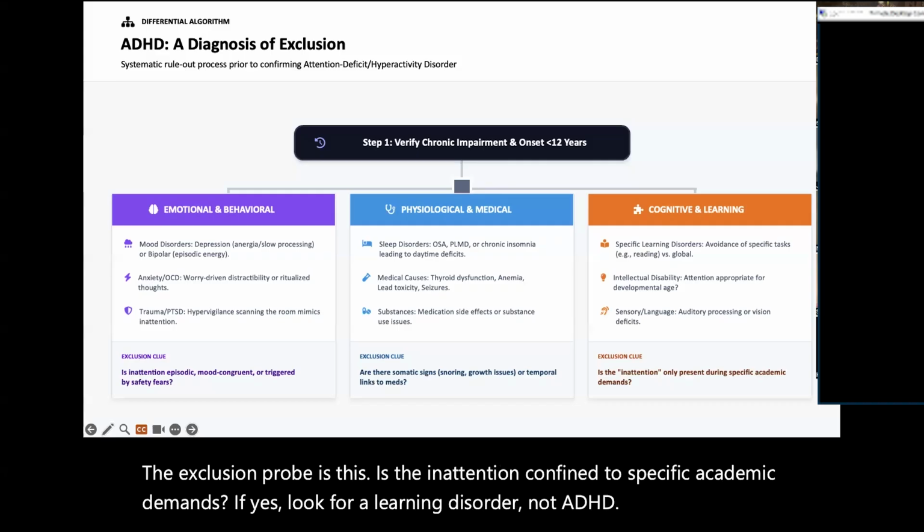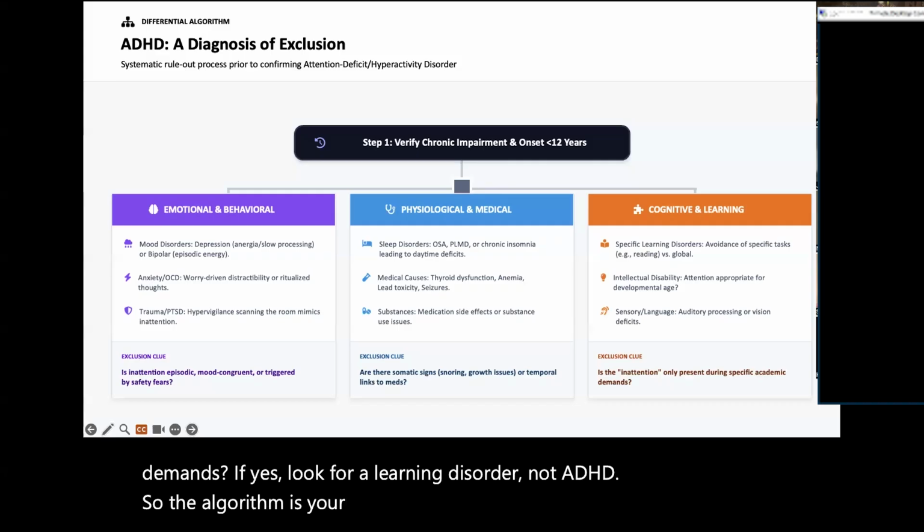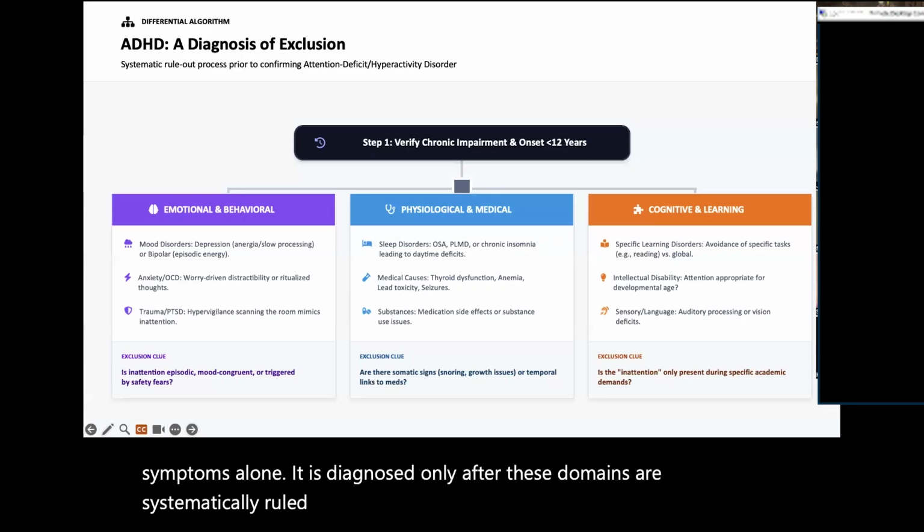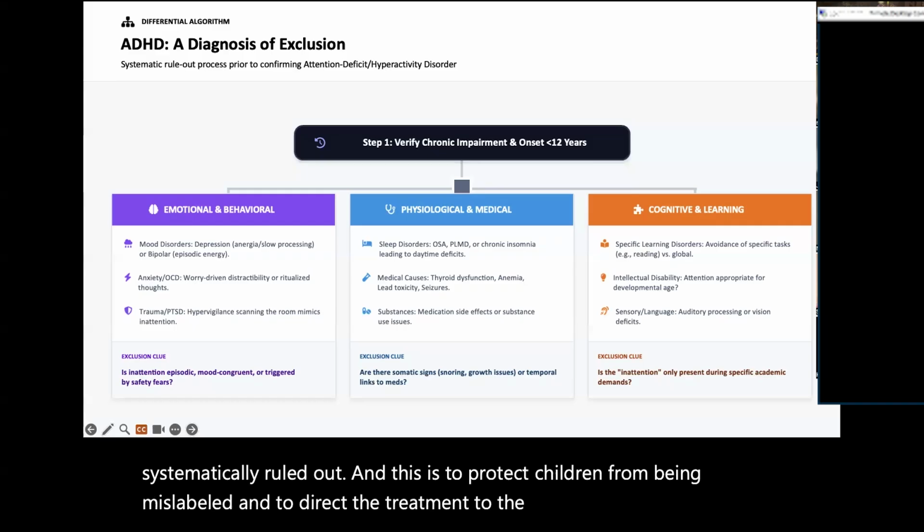So the algorithm is your guardrail. ADHD is never diagnosed based on symptoms alone. It is diagnosed only after these domains are systematically ruled out. And this is to protect children from being mislabeled and to direct the treatment to the true source of the impairment.